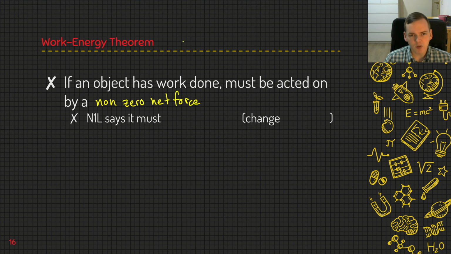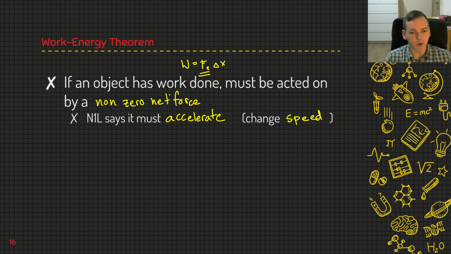And this just comes from remembering that work equals a force times a distance. So if I have a force acting on an object and it's moving, well then that force can do work on it. So Newton's first law says that if there is a non-zero net force on the object, it must accelerate. And in this case, we know specifically that it's going to be changing speed, because we know the force and the movement are pointed in the same direction.